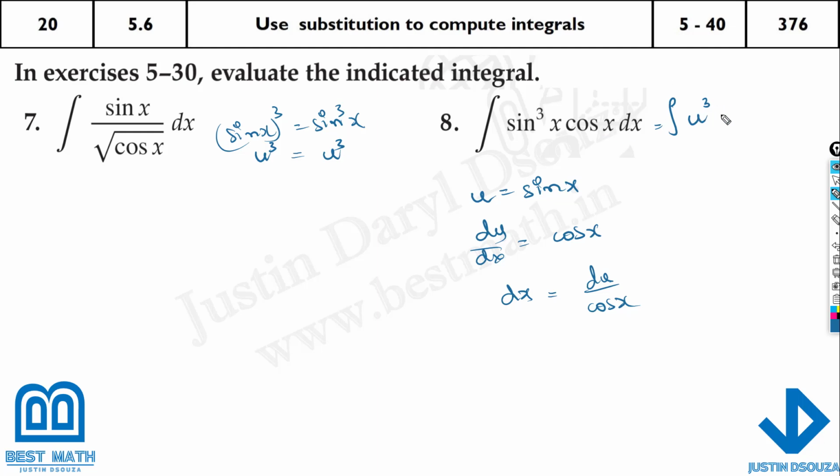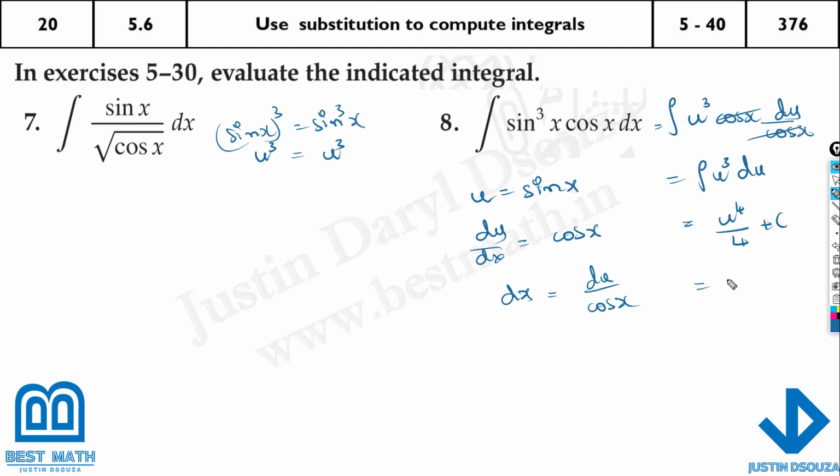Now here then, what is remaining? Cosine x. What is dx? dx can be written as du by cosine x. So cosine x cancels off. You have to just integrate u to the power 3 du, which is so simple, isn't it? It'll be u power 4 by 4 plus c.